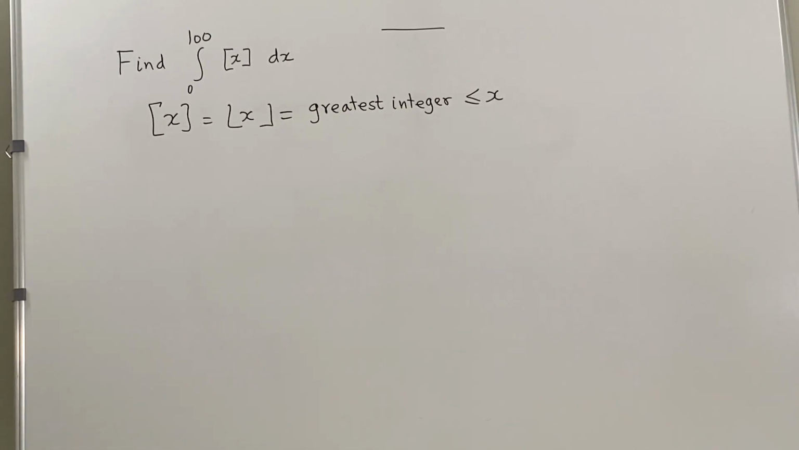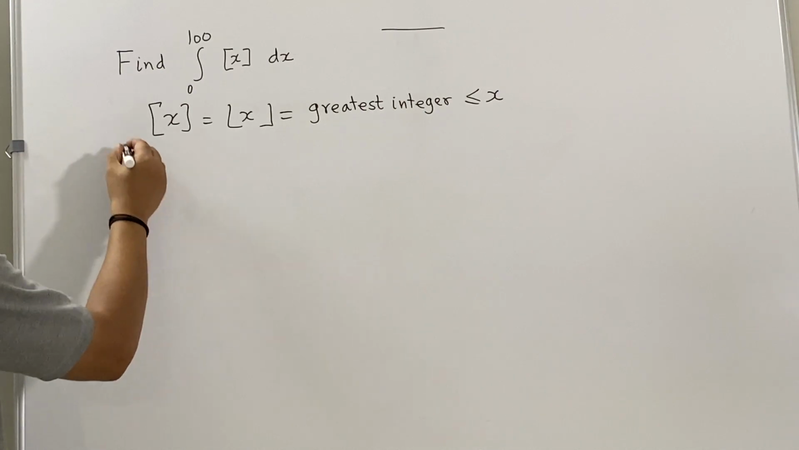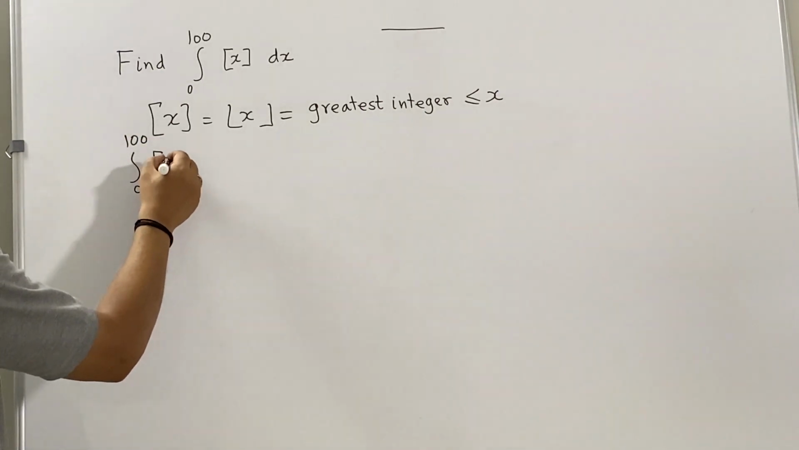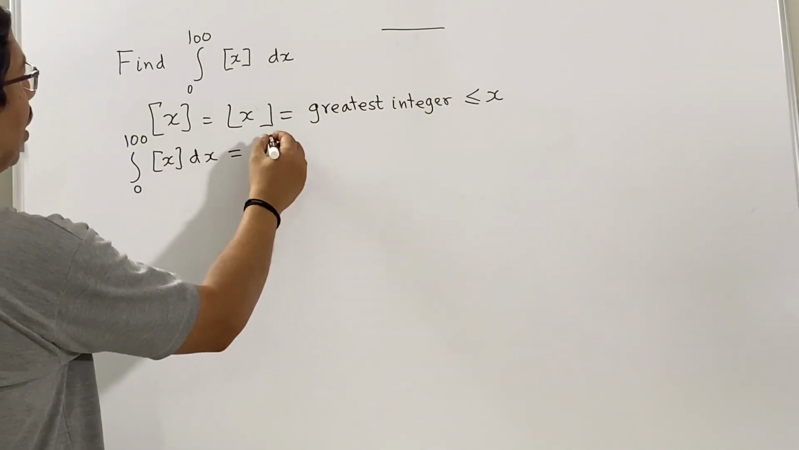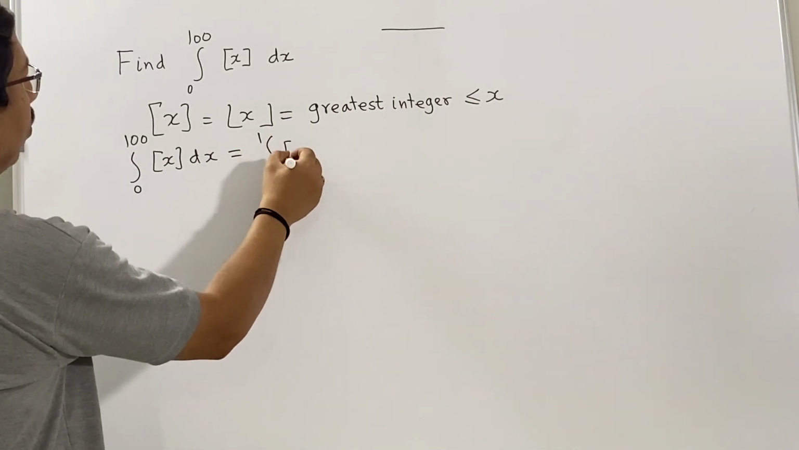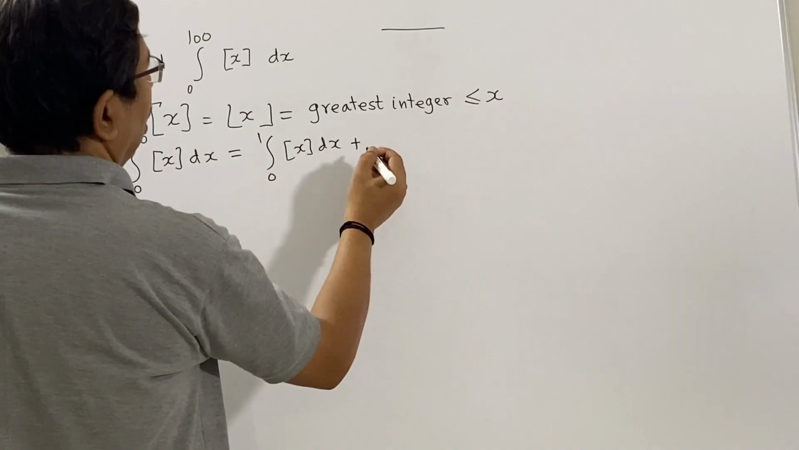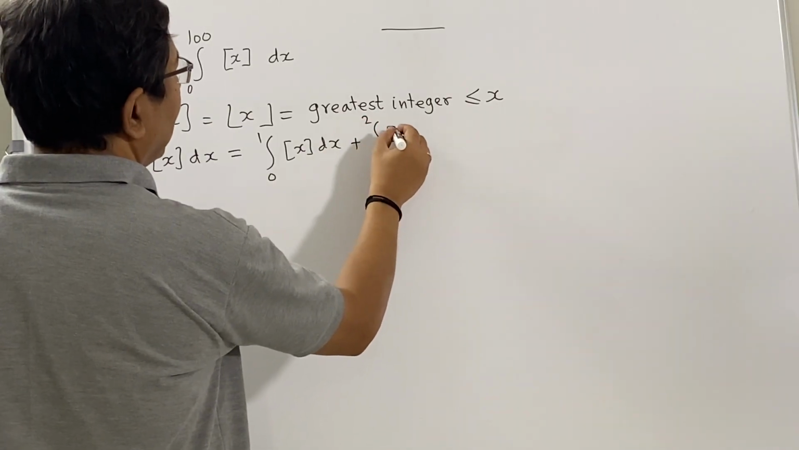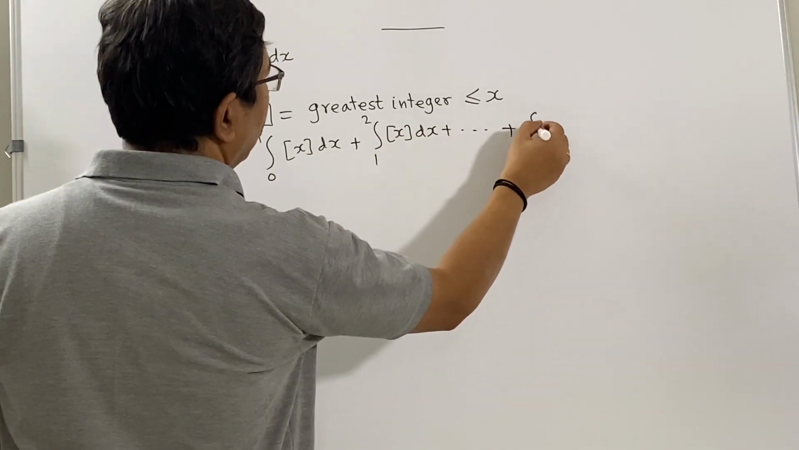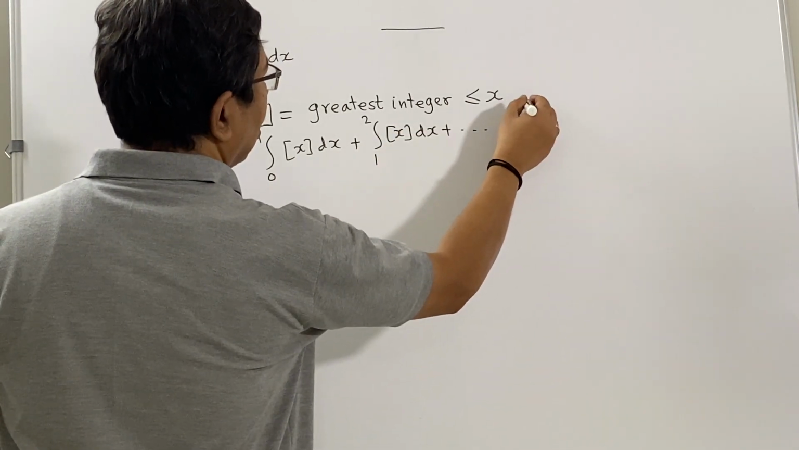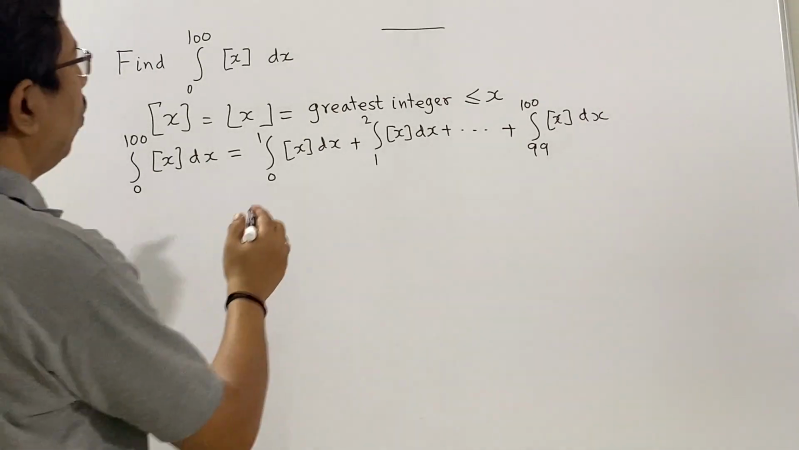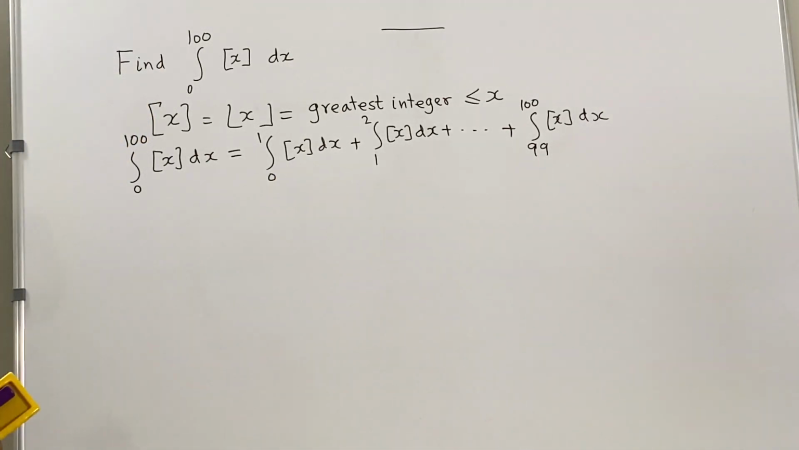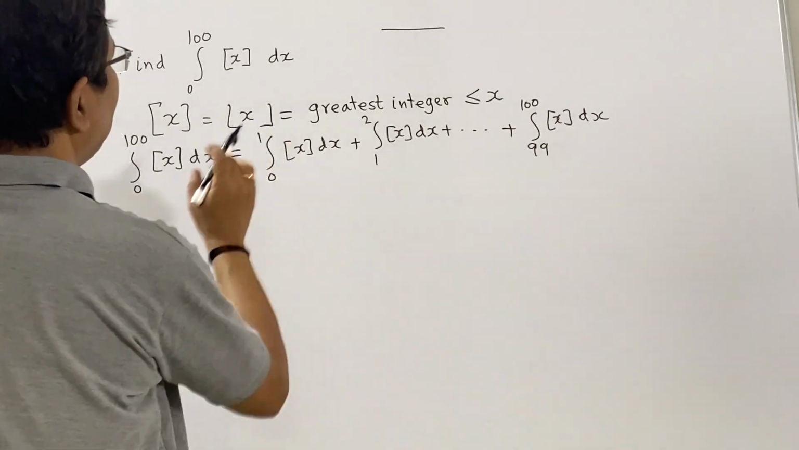Now to evaluate this integral, we will be using the linearity property of the integral. So we will be breaking this up as integral 0 to 1 box x dx plus integral 1 to 2 box x dx, and right up to integral 99 to 100 box x dx. Now why have we done that? We have done that because we know that box of x is constant in these intervals except at the right end point.